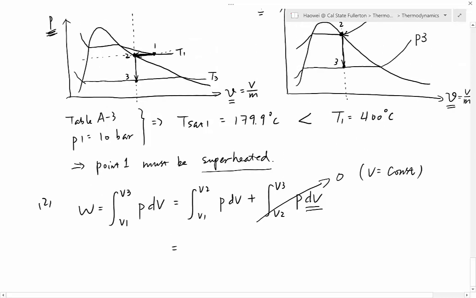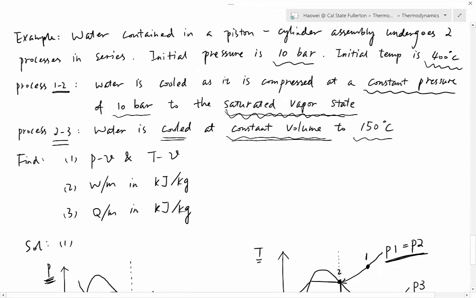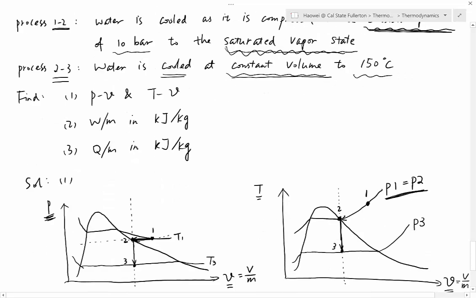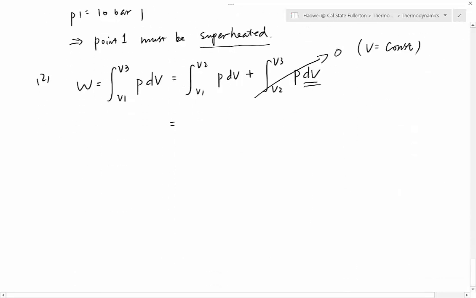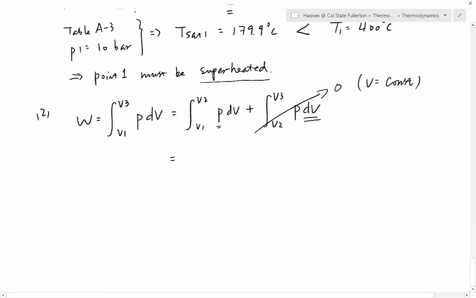And then let's take a look again. What kind of process is 1 to 2? 1 to 2 is a constant pressure process. Pressure doesn't change. Pressure is my integrand and pressure is constant. So you can take pressure out of the integrand. And then what is left is just V2 minus V1. And for this pressure, you can call it either P1 or P2. Doesn't matter because P1 is equal to P2 since it is a constant pressure process.